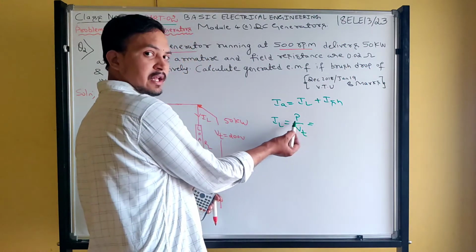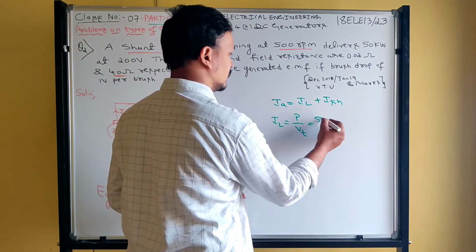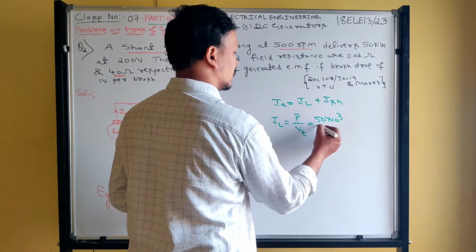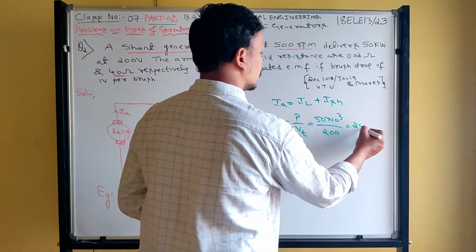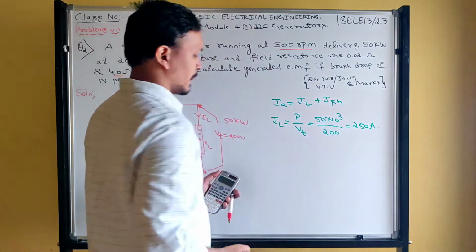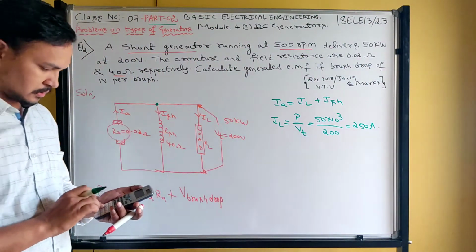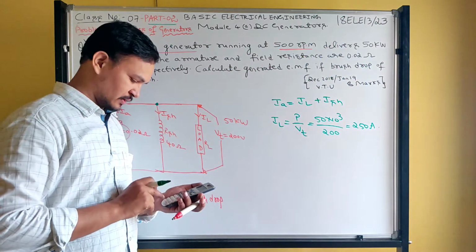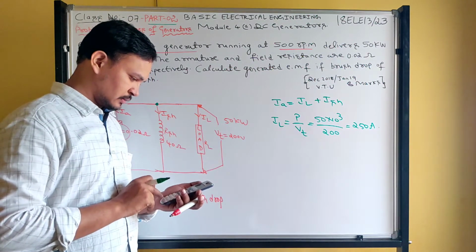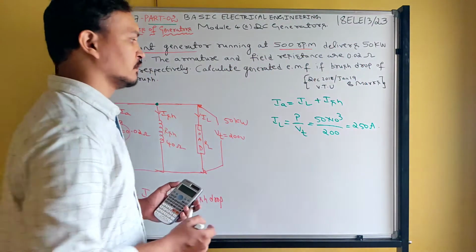This power is the delivered power. What is the delivered power given? 50 kilowatt, divided by the voltage, which is 200. So you will get 250 ampere. I have a little doubt about that value, but we can check it. Okay, so it is 250.